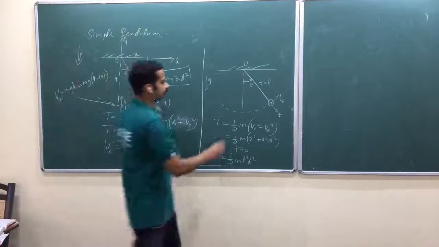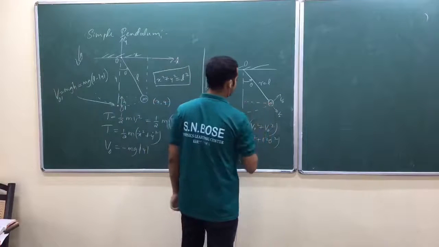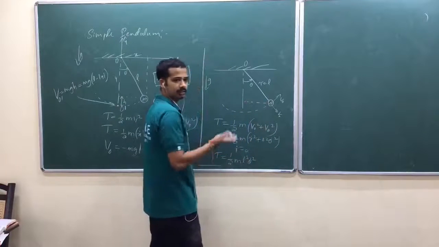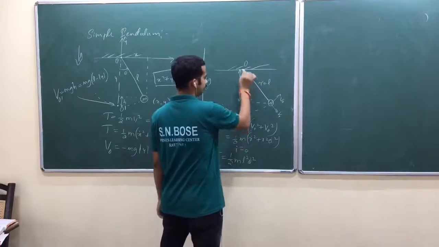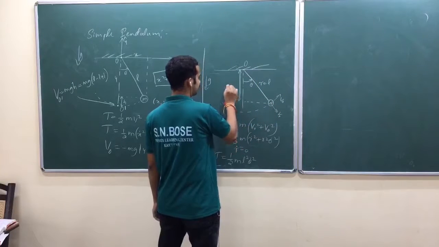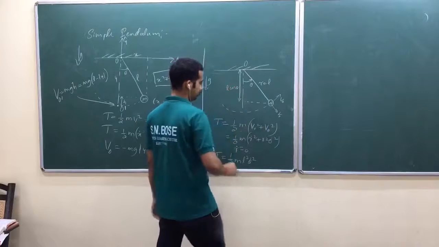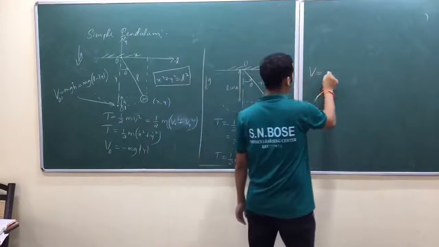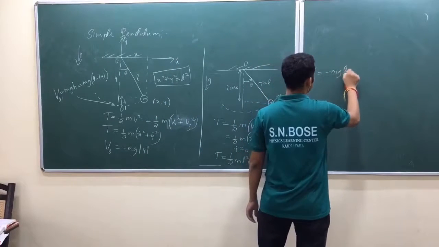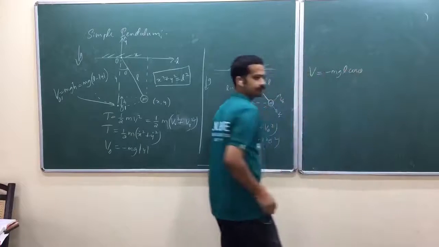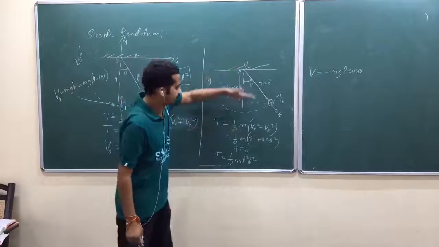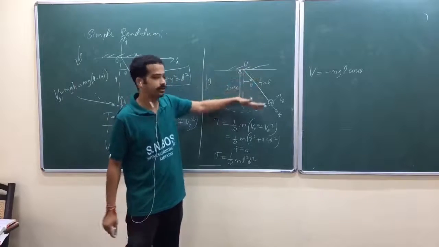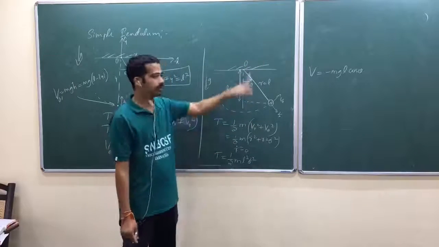Again, you need to write potential energy also in terms of the generalized coordinate, not in terms of x and y. What is this distance? L here, this distance is L cos theta. You can write your potential energy as equal to minus mg L cos theta. The mass is at this much distance downward. This is the origin.